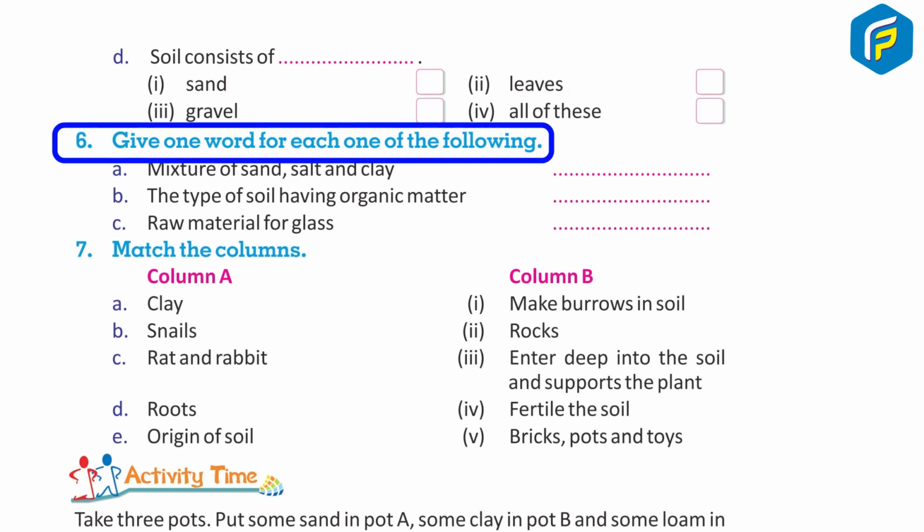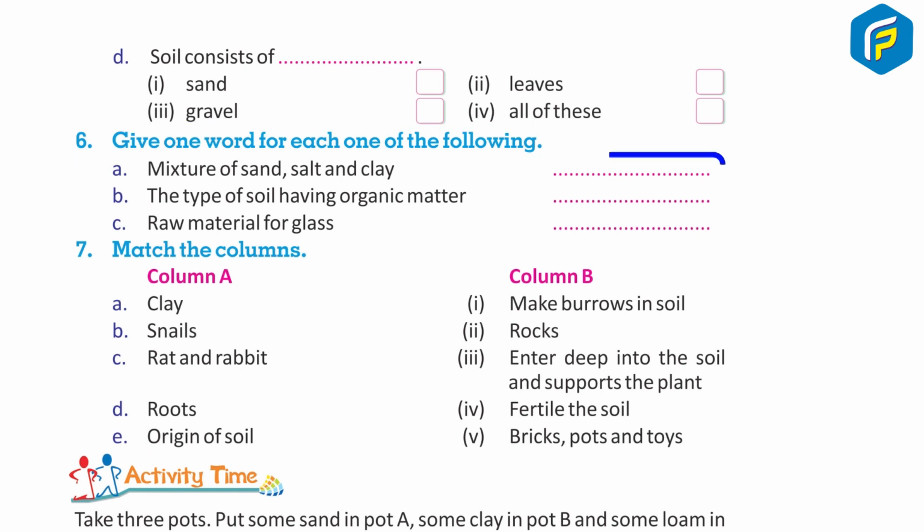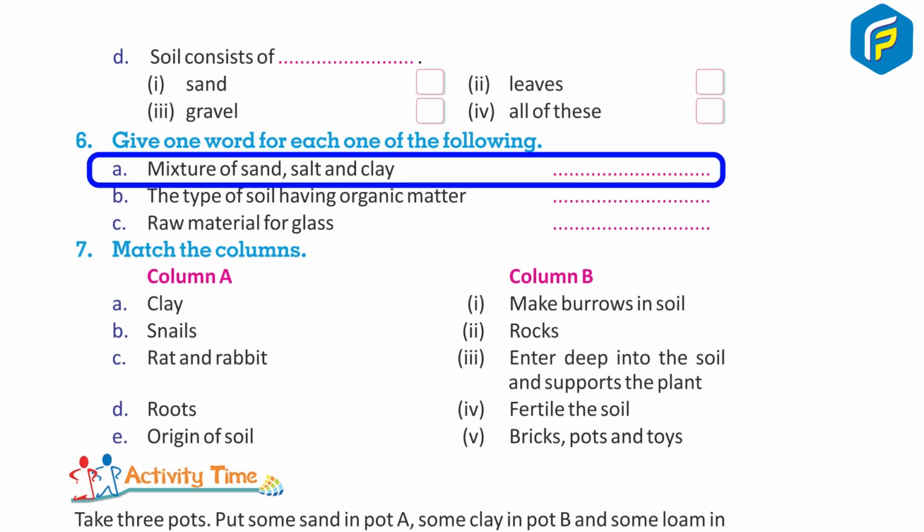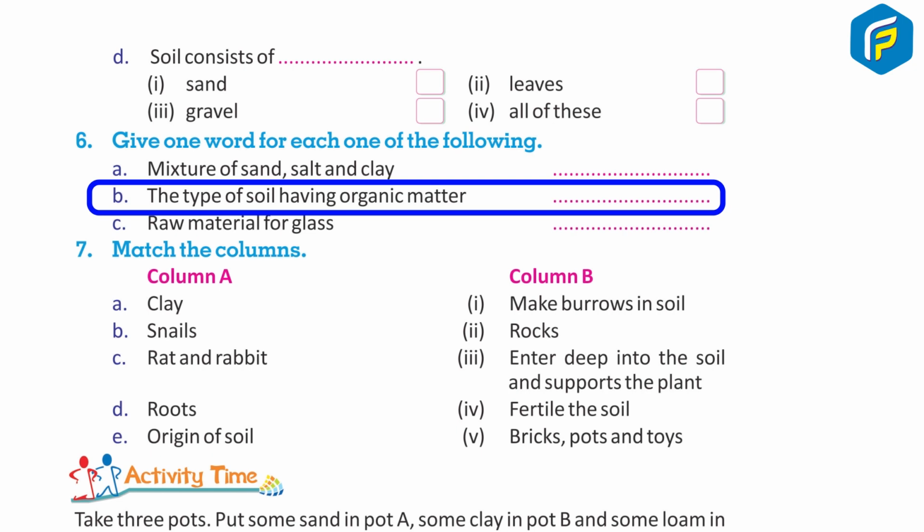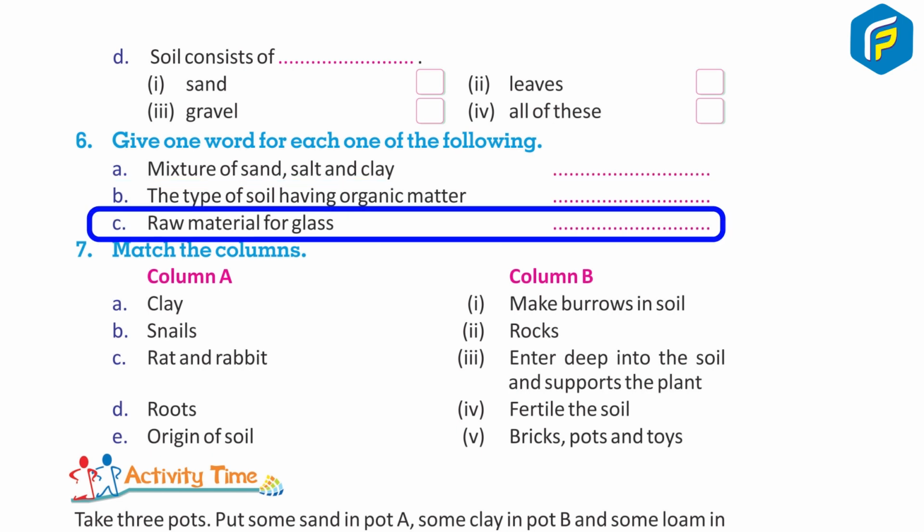6. Give one word for each one of the following. A. Mixture of sand, silt and clay. B. The type of soil having organic matter. C. Raw material for glass.